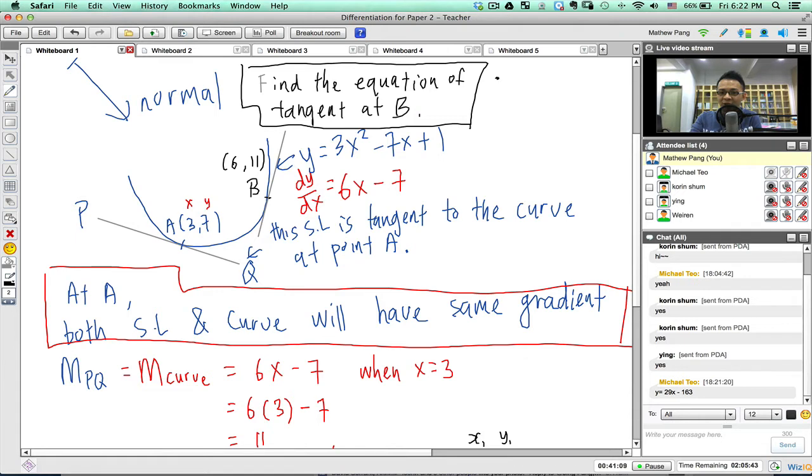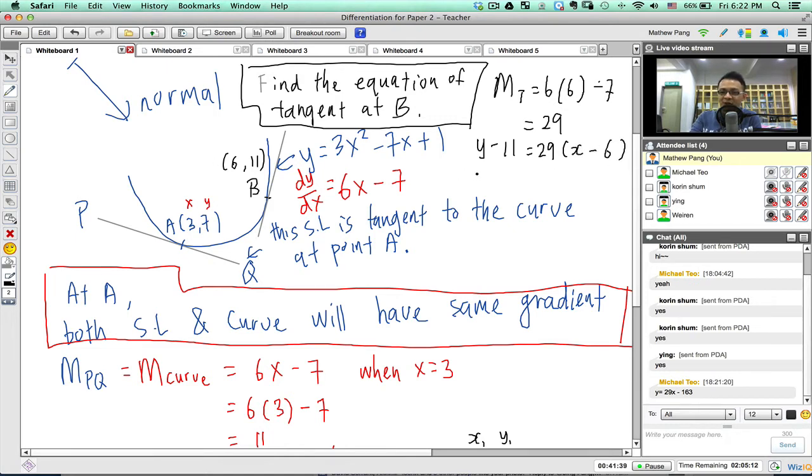I call it the gradient of the tangent line, which equals 6x. What's my x right now? It'll be 6, so 6 times 6 is 36, minus 7 is 29. Alright, now I've got the gradient and the coordinate, so I can substitute into the equation. y minus y1, what is my y1 over here? 11. Equals 29, and then x minus my x1, which is 6.